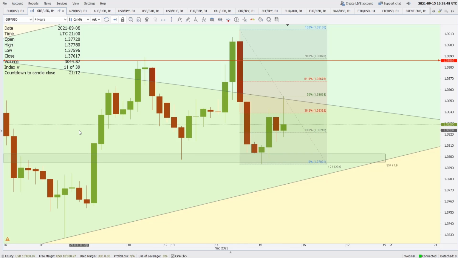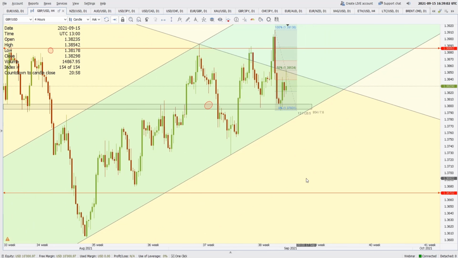So this is a suggestion that the sellers are keeping a close eye on this market, and when there is a good pullback, they are still trying to open fresh positions in the direction of short positions.